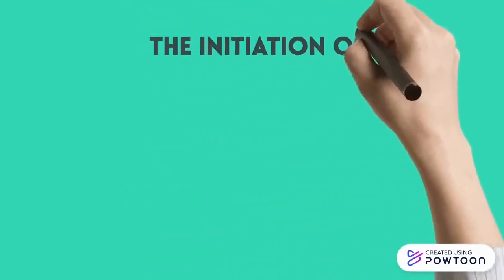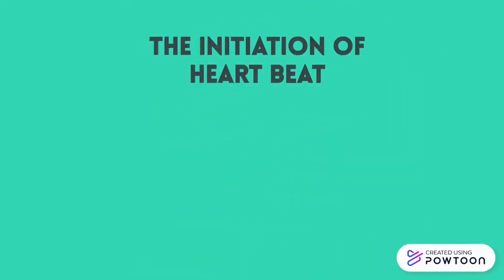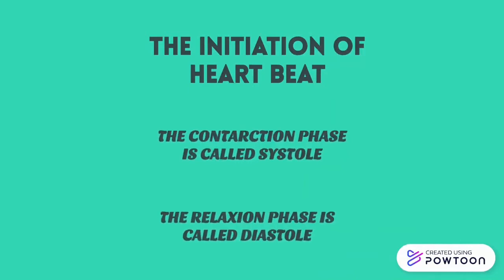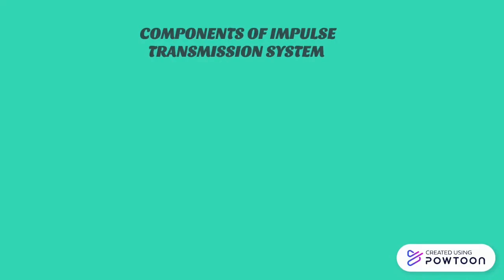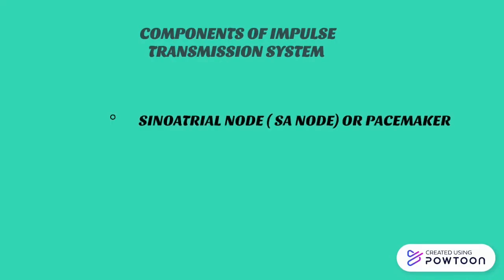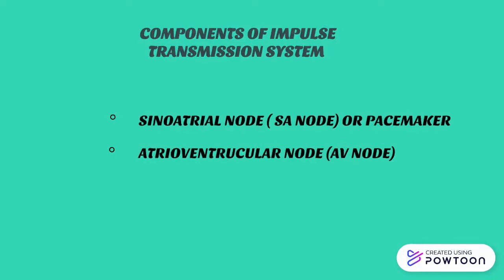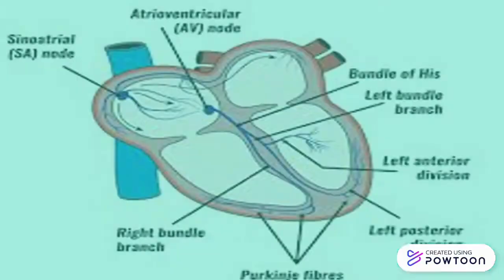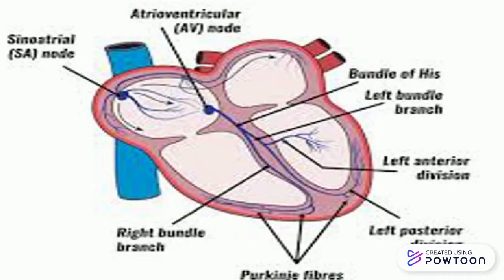Next, we will talk about the initiation of the heartbeat. The contraction phase is called systole, and the relaxation phase is called diastole. These are the components involved in the transmission system, which are the SA node, AV node, and bundle of His along with the right and left bundle branches and Purkinje fibers. These are the regions of the impulse. The SA node can be found at the wall of the atria, while the AV node can be found between the atria and ventricle.